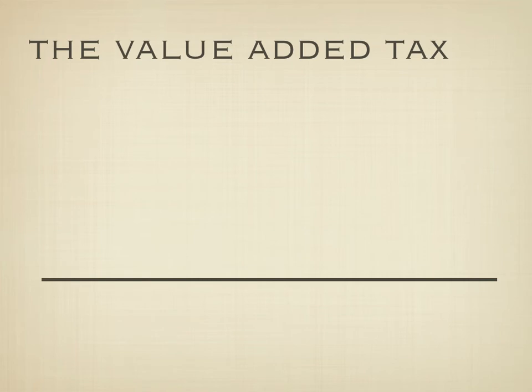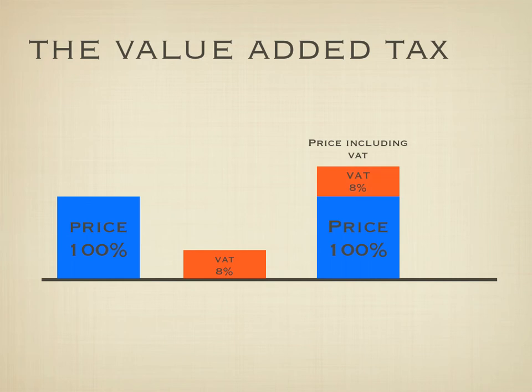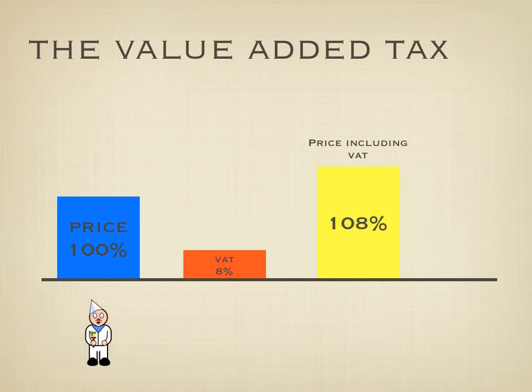An example. The price of something is 100%. The VAT amounts to 8%, so the price including VAT is 100 plus 8, that is 108%. A worker asks for a certain price for his work. The state takes 8% of the value, and the client has to pay the price plus VAT, that is to say 108%.